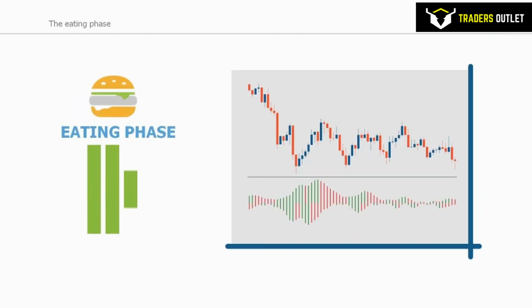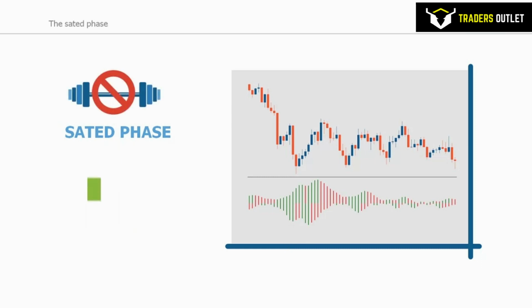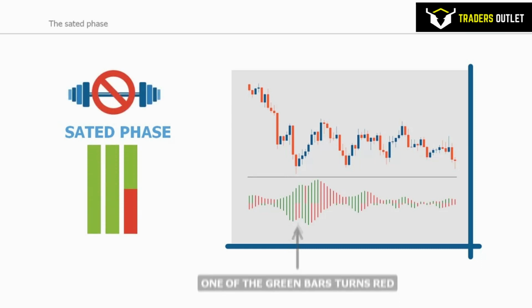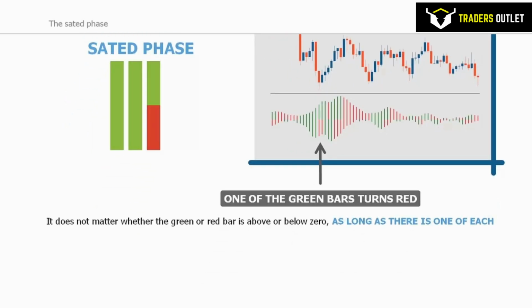During the Gator eats phase, both bars turn green. The Gator sated phase follows the Gator eating phase and occurs when one of the green bars turns red. Again, it does not matter whether the green or red bar is above or below zero, as long as there is one of each.